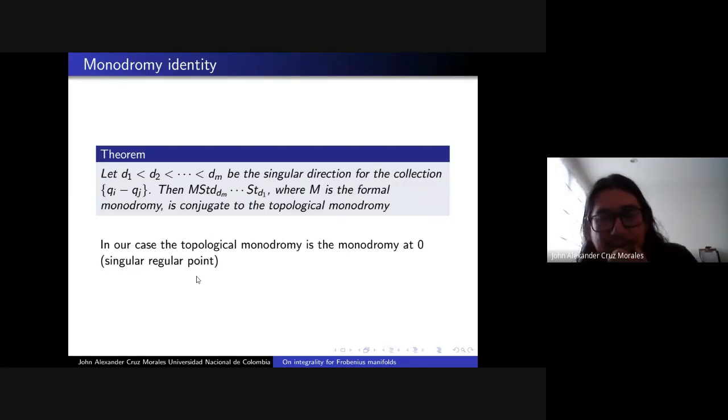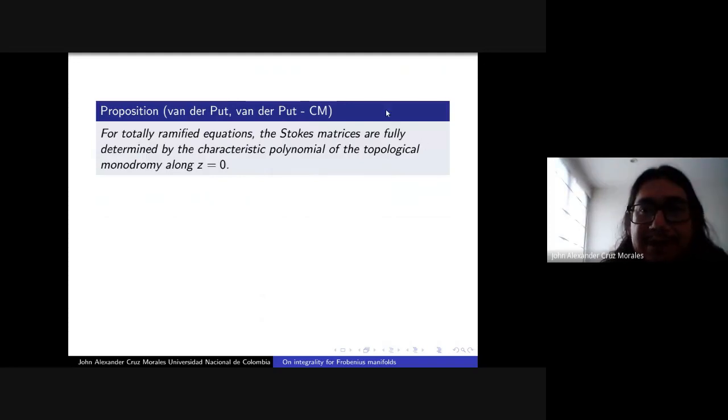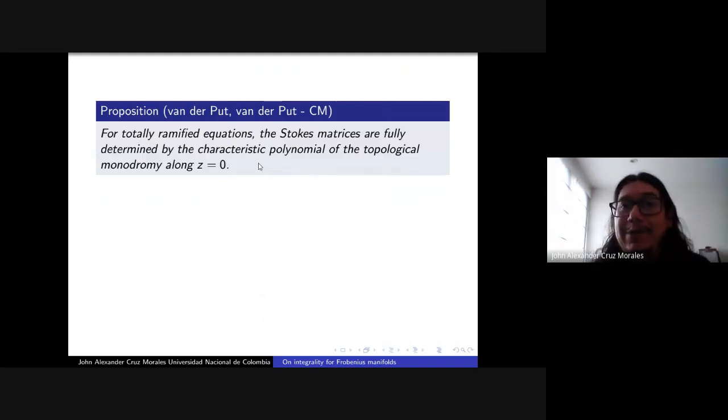That was for the case of projective spaces, and that's what I want to propose for other symmetric Frobenius manifolds. That's the proposition I have here. For totally ramified equations, the Stokes matrices are fully determined by the characteristic polynomial of the monodromy at zero. If you know the monodromy at zero and you compute the characteristic polynomial, this is just a linear algebra problem. Then we can compute the Stokes matrices for the totally ramified equation. With Dupont, we did it for projective spaces and for weighted projective spaces. In general, for other symmetric Frobenius manifolds, that's work in progress by myself, but it's true that we can do that. That's the point.